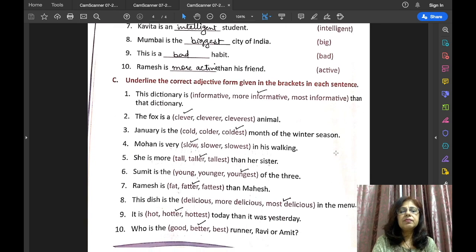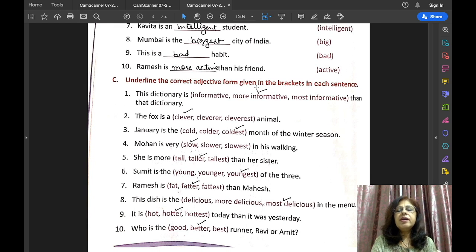Exercise C. Underline the correct adjective form given in the brackets in each sentence. So 3 forms are given: positive, comparative and superlative degrees of adjectives are given in the bracket, and you have to choose the correct adjective. The rule is simple. You have to see that among how many persons the comparison is being done. According to that, you will use the correct degree.